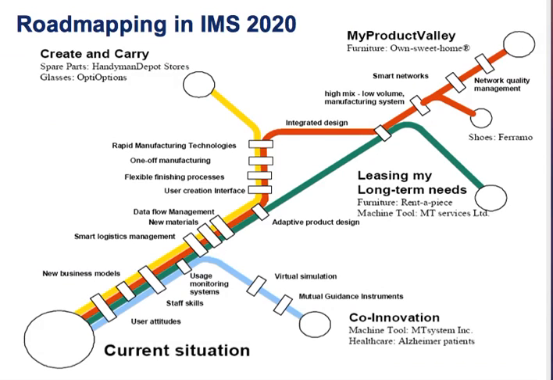Here we see an application of roadmap for the project IMS 2020, Intelligent Manufacturing Systems towards 2020. A midterm map is used to analyze the possible futures and the steps towards them.